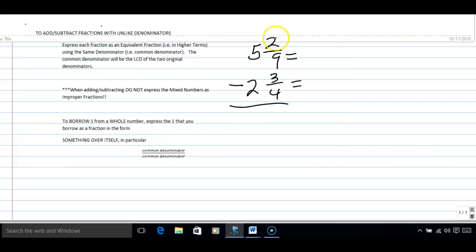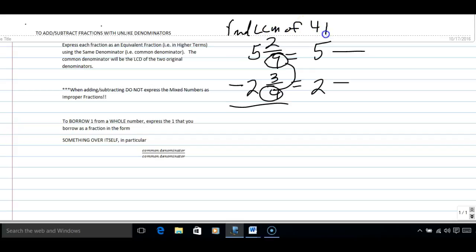Again, here we are subtracting two mixed numbers. But again, in order to subtract fractions, we must have a common denominator. So we need to find the LCM of 4 and 9. Now, the LCM of 4 and 9 is 36. In fact, we used these same two denominators in a previous problem.